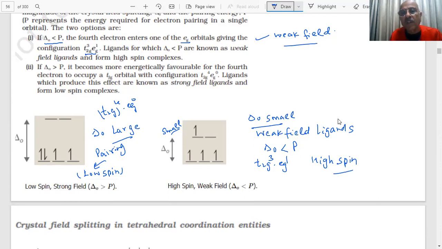Now students, one more important point is, if we want to calculate the crystal field stabilization energy, how do we calculate it? Let me show you for one case, no problem.